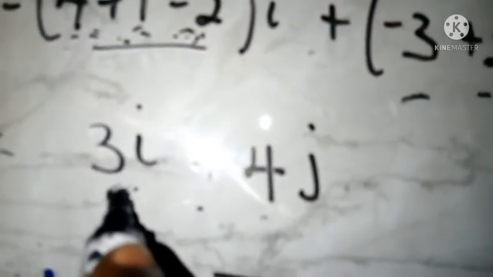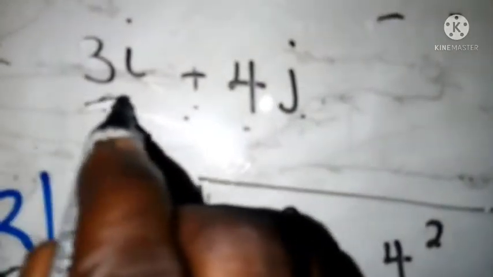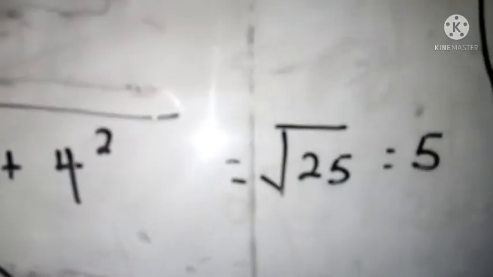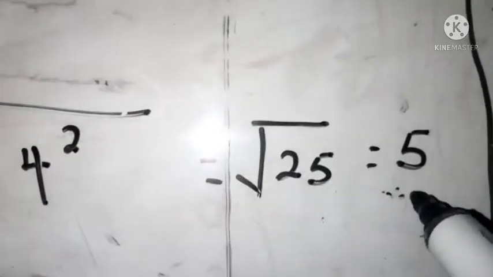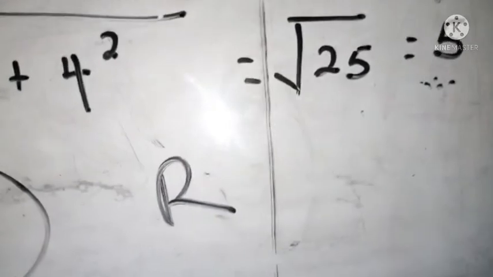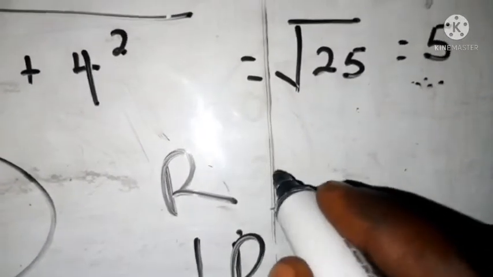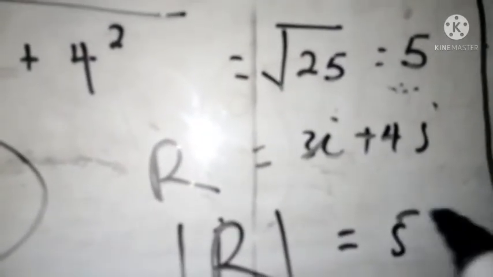We find here to be 3i plus 4j. So the distance of this guy, these two lines mean distance or absolute value. That is the square root of the first person squared plus the second person squared. So this one will give me the square root of 25. That is equal to 5, right? So now we know the r as well as the absolute value of r, right? So we know r to be equal to 3i plus 4j, and then we know this one also to be equal to 5. Now we are free to go.